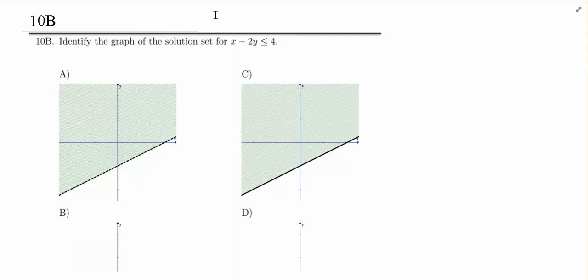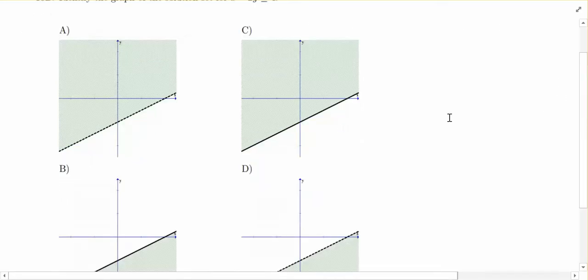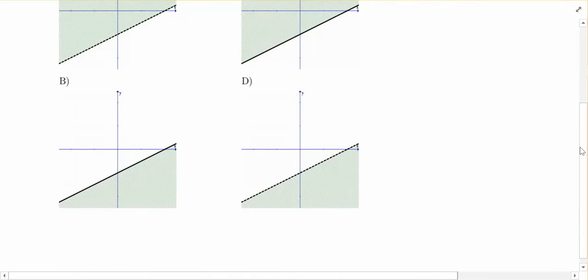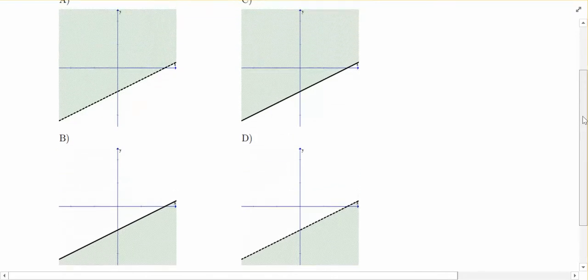In this problem, we're being asked to identify the graph of the solution set given here. So we're graphing a linear inequality in two variables. One of the things I want you to note, as we look at the four multiple choice options, is that all the lines are in the exact same place. So we don't really need to worry about the slope and y-intercept and where to graph this thing.